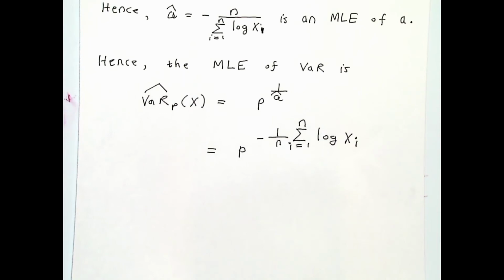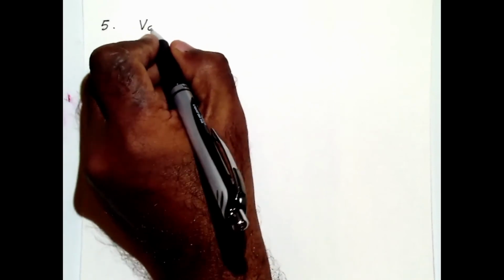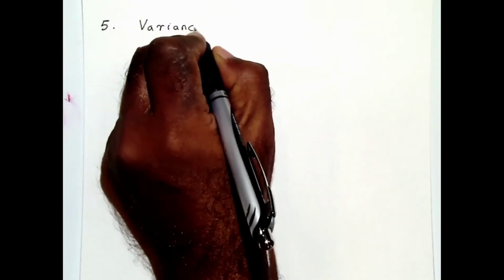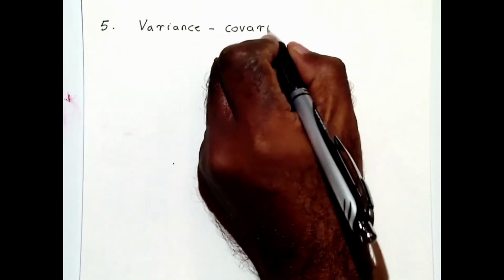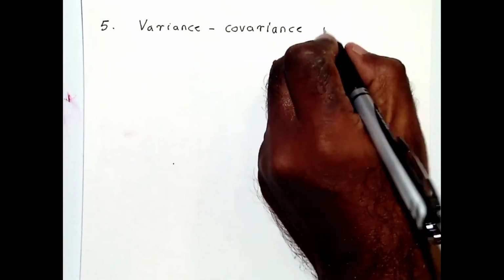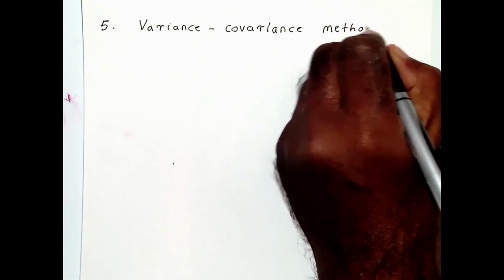Right? All right, so that completes the power function distribution method. Okay. Number 5 is known as the variance-covariance method.